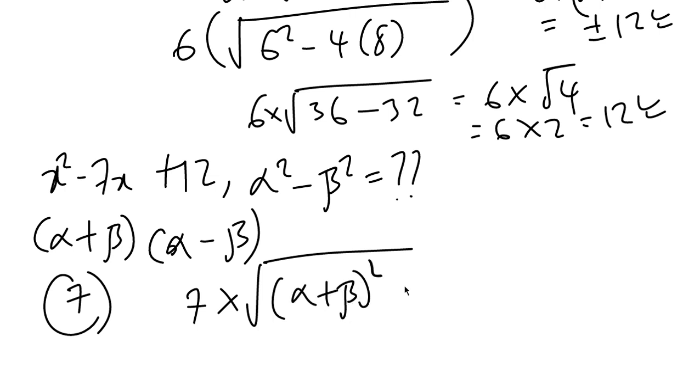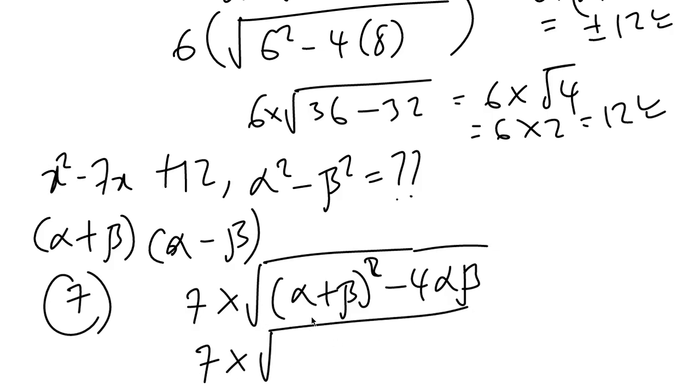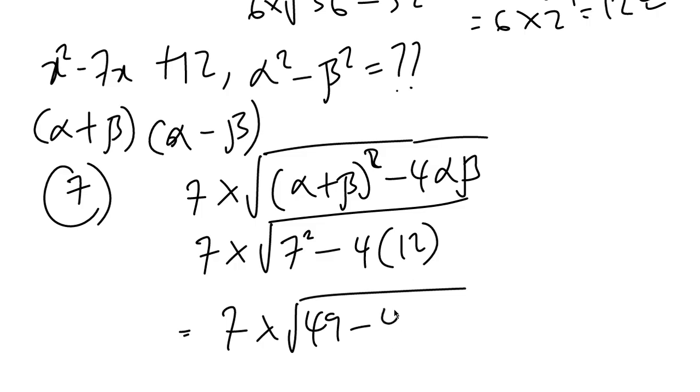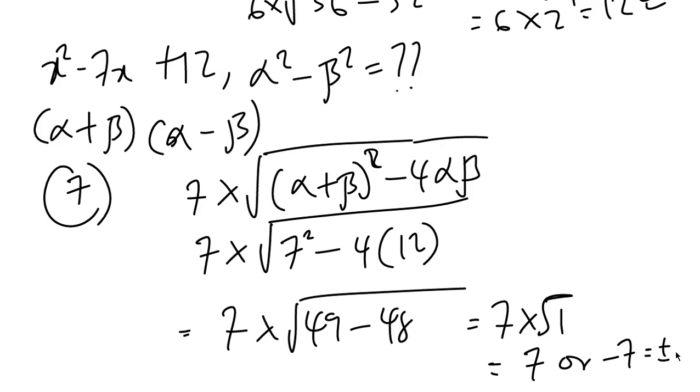Alpha plus beta squared minus 4 alpha beta. So that will be 7 times the square root of what? Alpha plus beta is 7 squared minus 4 into alpha beta, which is 12. So that will be 7 times the square root of 49 minus 4 times 12, which is 48, right? So that will be 7 times the square root of 1, which is 7 or minus 7, which is plus or minus 7.